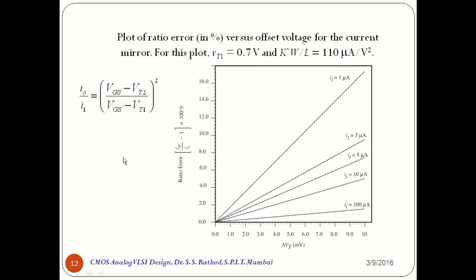Now let us plot the ratio error versus offset voltage for the current mirror. That means delta VT. So it is a plot of ratio error against delta VT. The conclusion from this plot is that better current mirror performance is obtained at higher currents because VGS is higher for higher currents, and thus delta VT becomes a smaller percentage of VGS.